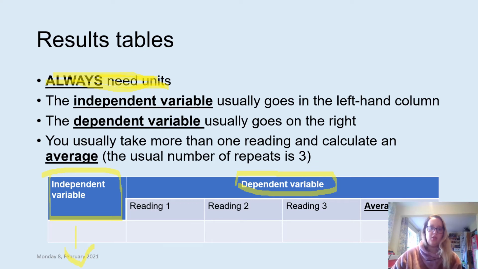So you would have to take multiple readings, which are called repeats, to get an average, and also you can identify anomalous results as well for doing that. Whereas if you just take one reading, you don't know if that is the usual result that you would get for that experiment.